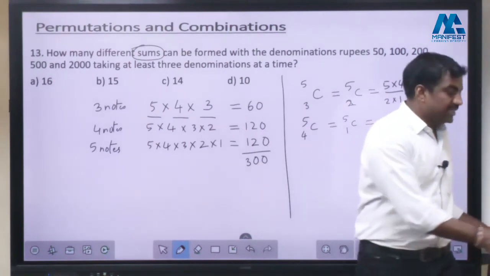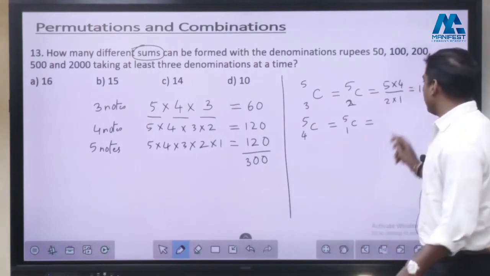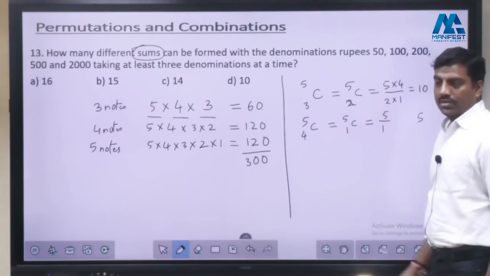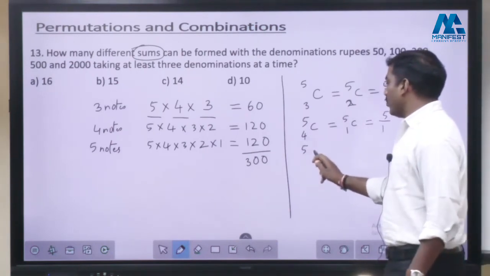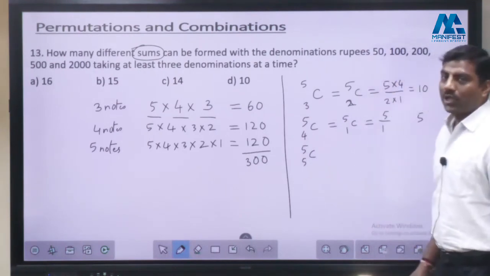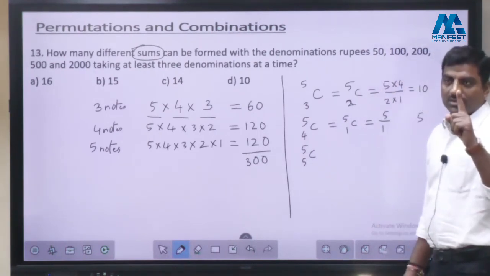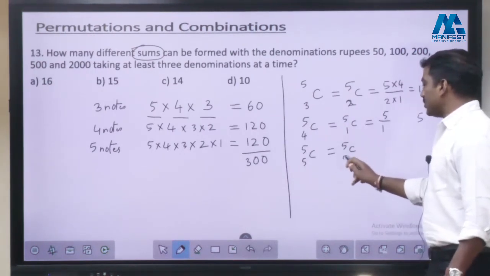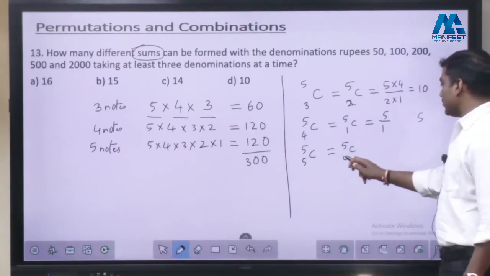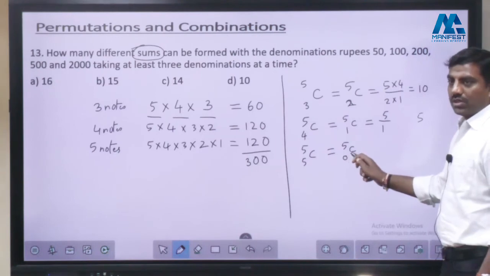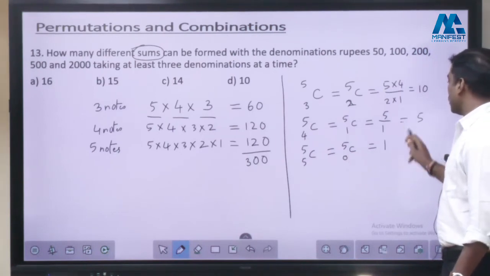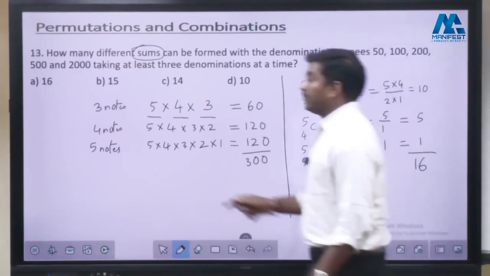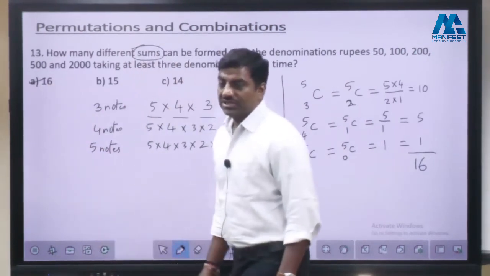Out of these 5, you are rejecting 1 every time. How many ways can you reject? That is nothing but 5, okay? Then 5C5. How many ways can you pick up all the notes? All the notes you are picking up only once. So that is nothing but 5C0 also. Always when it comes to 0 here, this is always 1. So 10 plus 5 plus 1, 16. Sorry, it is combination, it is not permutation.